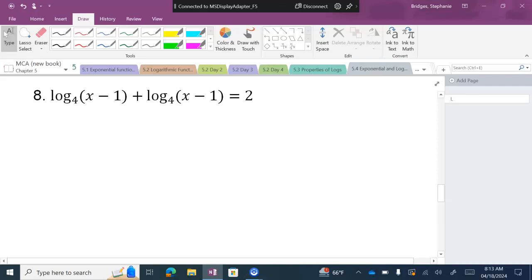Remember, either situation, whether it's logs equal to numbers or logs equal to logs, the very first thing we're going to do is bring multiple logs together. So I have the log base 4 of x minus 1 plus the log base 4 of x minus 1.